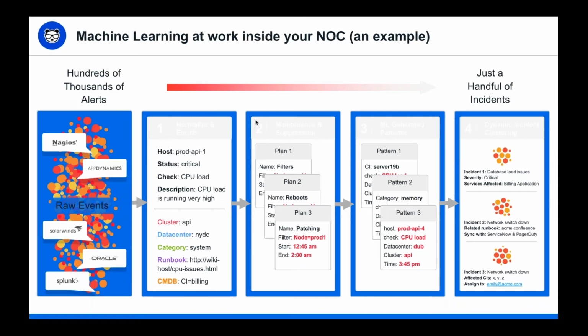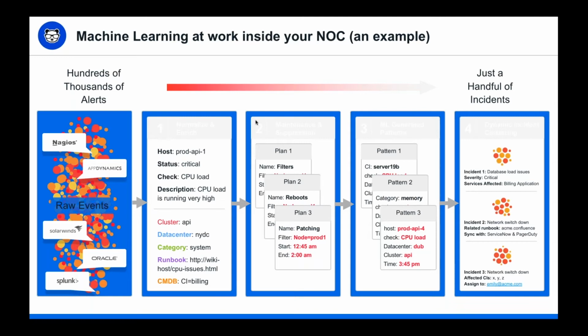So with machine learning, we can make sure that we're able to, in real time and dynamically, normalize and enrich them. We can suppress alerts based on dynamic, shifting, unplanned and planned maintenance windows. And most importantly, in this example, create the patterns that you need to correlate these hundreds of thousands of alerts into just a handful of incidents.